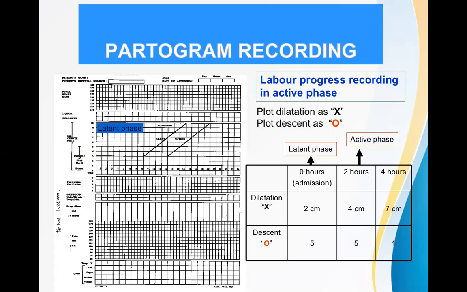Now this is what we are talking about. This is the labor progress recording in the active phase. This is a good type of dilation, and this is the descent. Descent is also quite nice. At 4 hours, it has already reached the 1 station. See this? This is the descent. This is the dilation. Now this is the plotting, isn't it? See this? The dilation has gone very, very well. Descent has also gone well now.